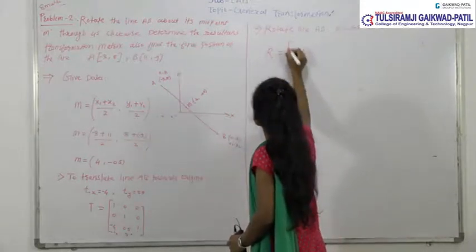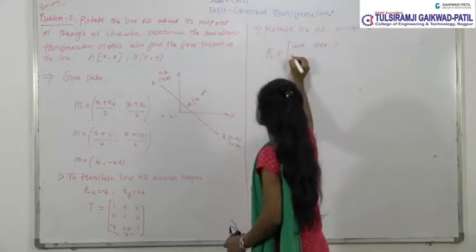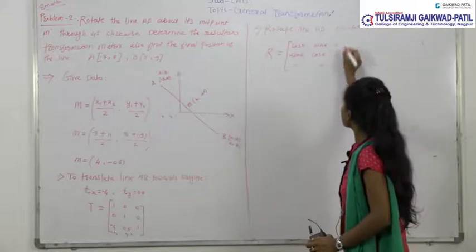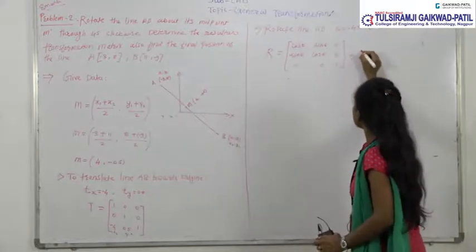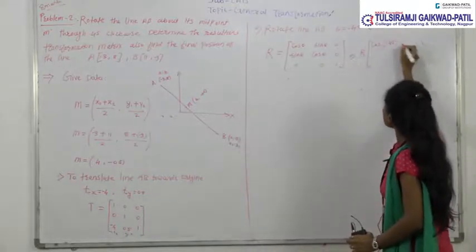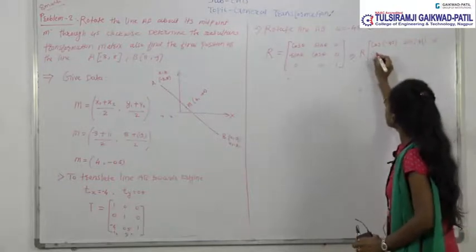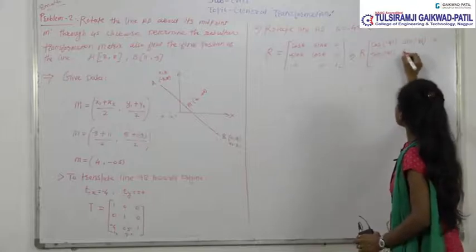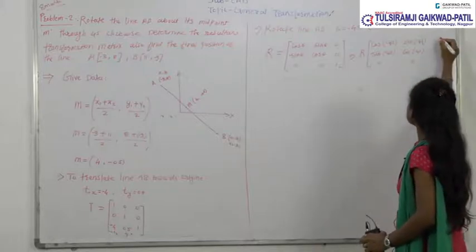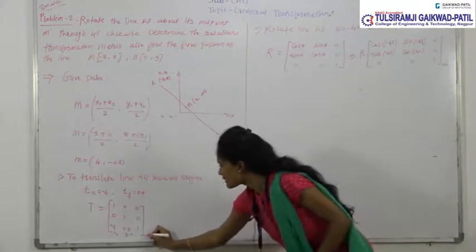The standard rotation matrix is cos theta, sin theta, 0; minus sin theta, cos theta, 0; 0, 0, 1. So put the value of theta here. After putting the value of theta, the matrix is cos of minus 45, sin of minus 45, 0; minus sin of minus 45, cos of minus 45, 0; 0, 0, 1. This is the rotation matrix, a 3 by 3 matrix, and the translation matrix is also a 3 by 3 matrix.